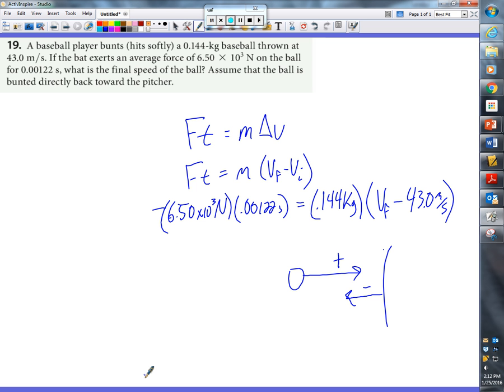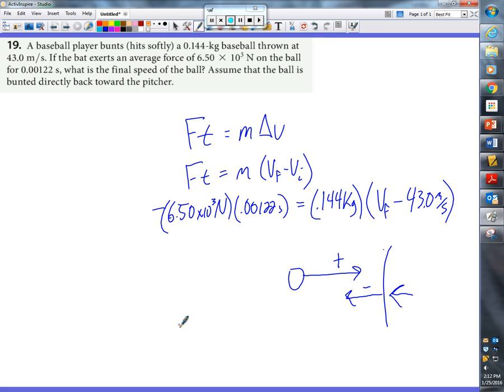So negative 6.50 times 10 to the third. Because we're going from positive velocity to negative velocity, swinging that way, that force obviously has to be going in the negative direction as well. So to get the right answer, we need to make sure we recognize that and make it negative. Okay, so then from there, we can solve for v final.